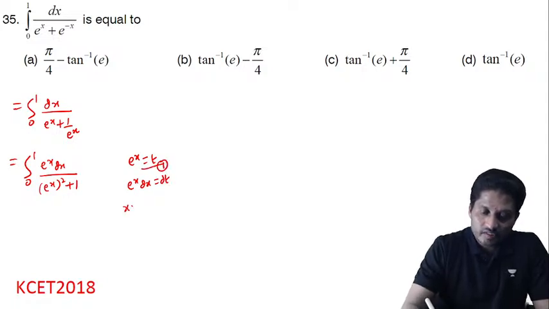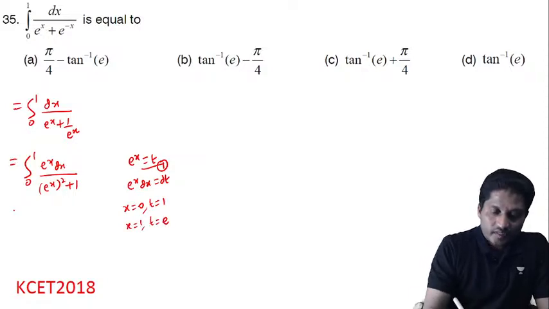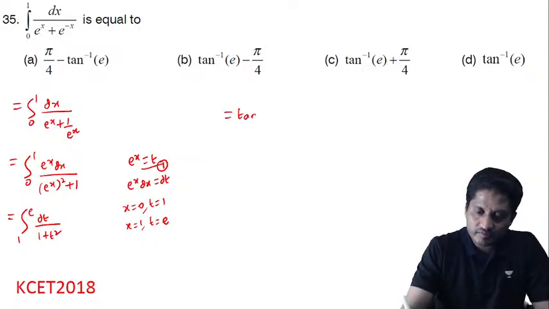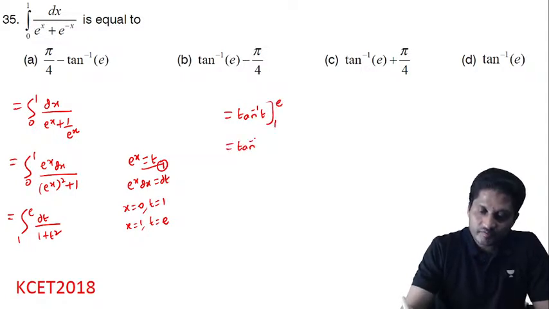When x is equal to 0, e power 0 is 1. When x is equal to 1, t is e. So it becomes integration of 1 to e, dt divided by 1 plus t square. Integration of 1 by 1 plus t square is tan inverse of t. Between the limits, upper limit is tan inverse of e minus lower limit is tan inverse of 1.